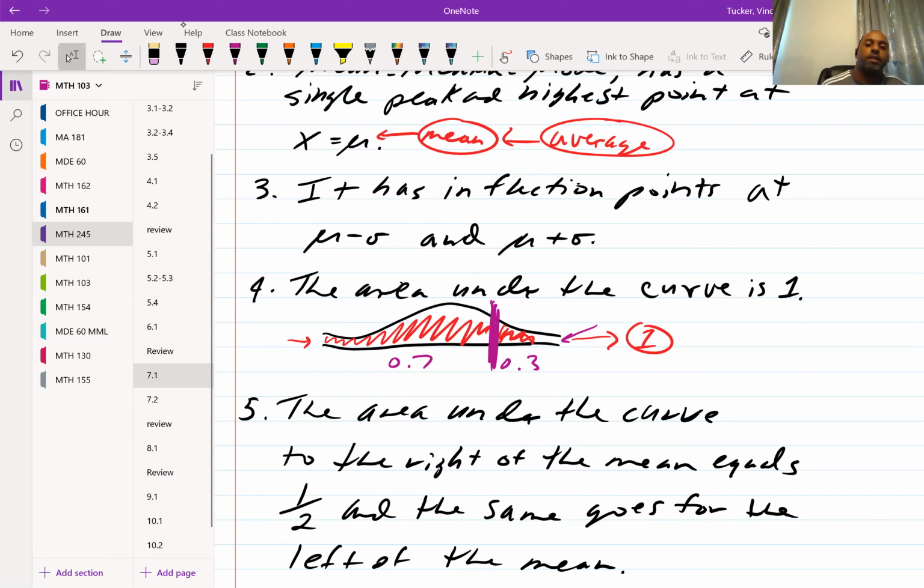And we already mentioned that area to the right of the mean equals 1/2. Same goes for the left. Just put that stuff in writing.